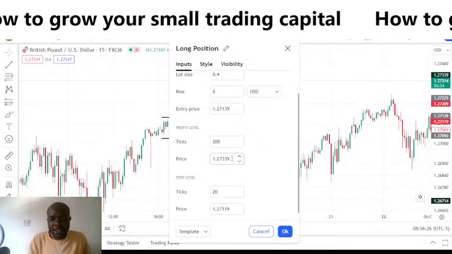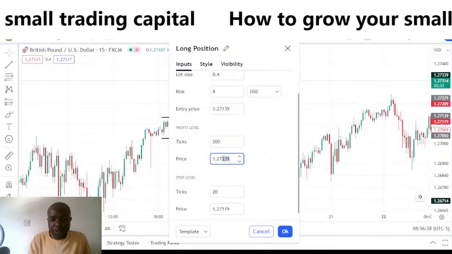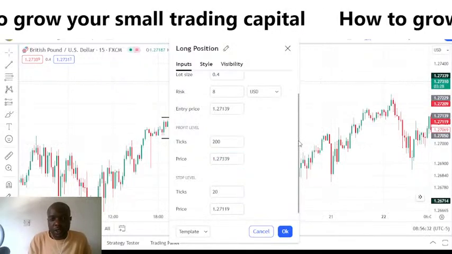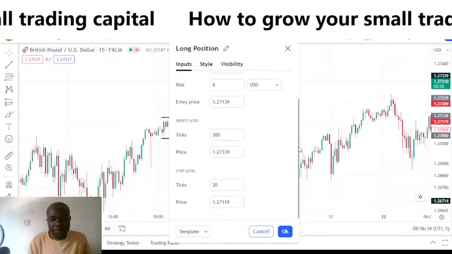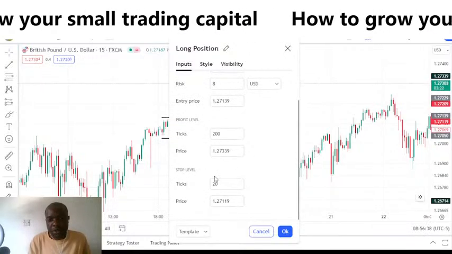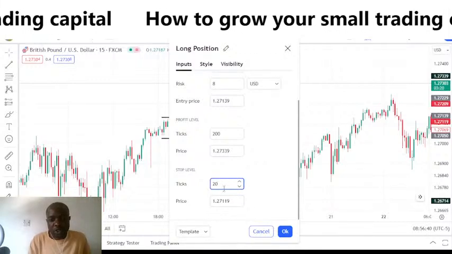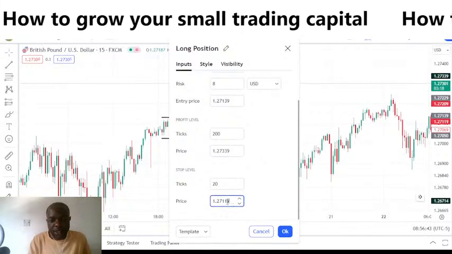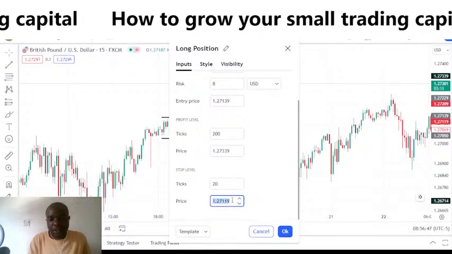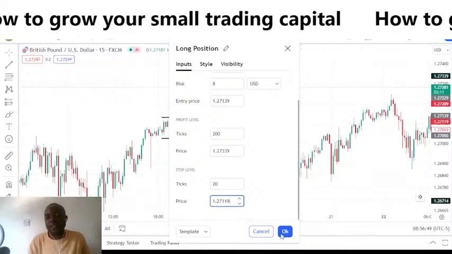Then this is the price. You copy this price and paste it into your take profit field on the broker. Then you come to the stop loss level. You want to risk 20 pips, and this is the price. You say this price. This is your take profit price.